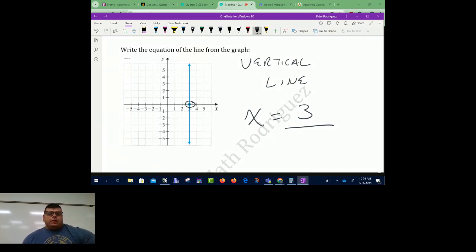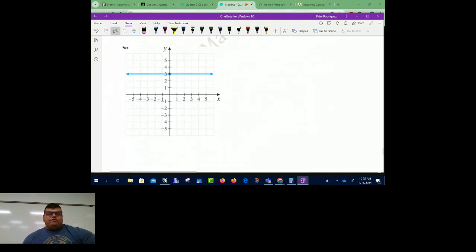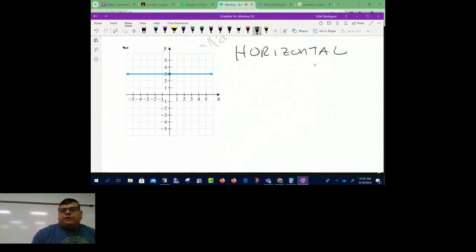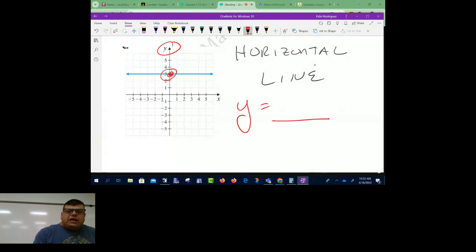And then for this one, we're still doing the same thing. The first thing I noticed about this line is that it's a horizontal line, because that line goes strictly left and right. Now remember, horizontal lines are always in the form y equals some number. Here's my y-axis. Where does it hit it? Oh, it hits it at 3. So it's just going to be y equals 3. For these last two problems, we were just going backwards. We had the graph. How would we write the equation?